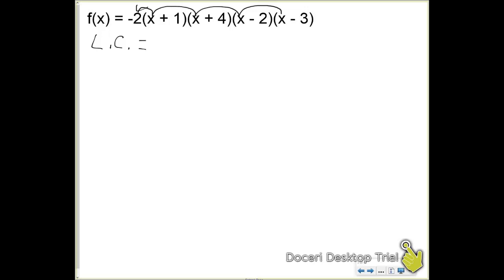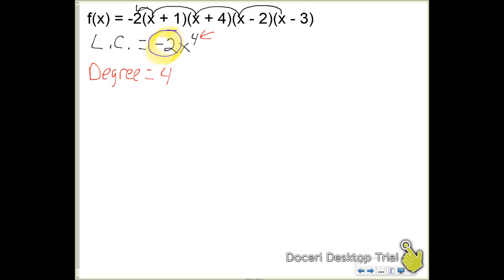And we'll see x times x times x times x is x to the fourth, times negative 2 is going to give us negative 2x to the fourth. So our leading coefficient is actually just the negative 2. However, the 4 is important because the next thing we have to find is the degree. So the degree of our function is 4. Those two numbers tell us something important.